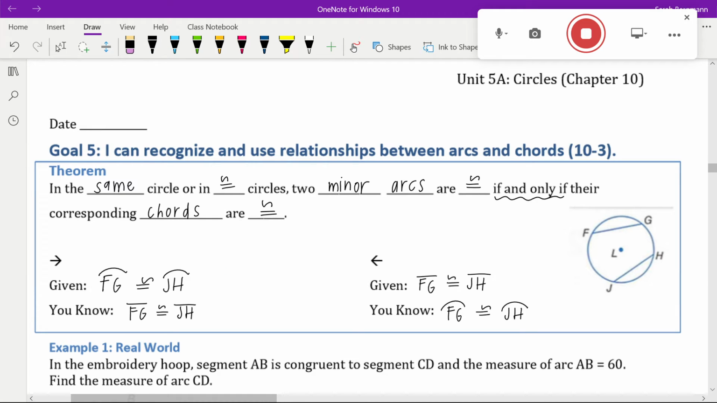So let me show you what that looks like on this picture. If we know that these two arcs, FG and JH, are congruent, which can also be marked with a congruent symbol, then we know that these chords, FG and JH, must be congruent as well. It also works the other way around. If we know that the chords are congruent, we can conclude that these corresponding arcs are congruent as well.